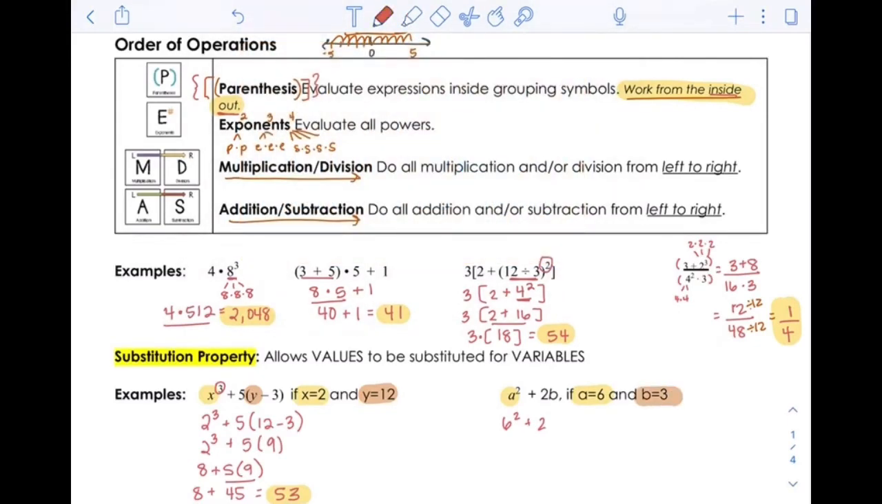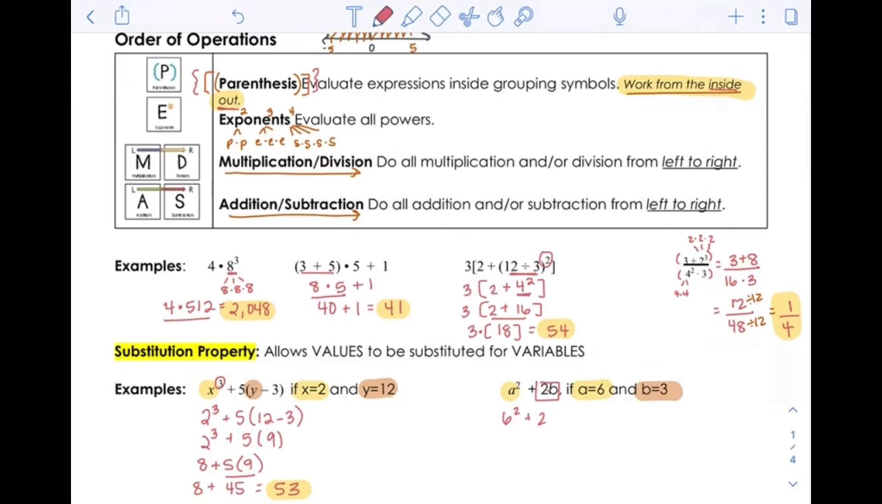You need to be careful when you plug in the b, because if I just put it here, it looks like 23. But this is 2 times b. So you need to put a multiplication symbol in there. You could use parentheses or you could use a dot. We want to get away from using the x for multiplication because we will use the variable x. So I'm going to do a dot, 2 times 3.